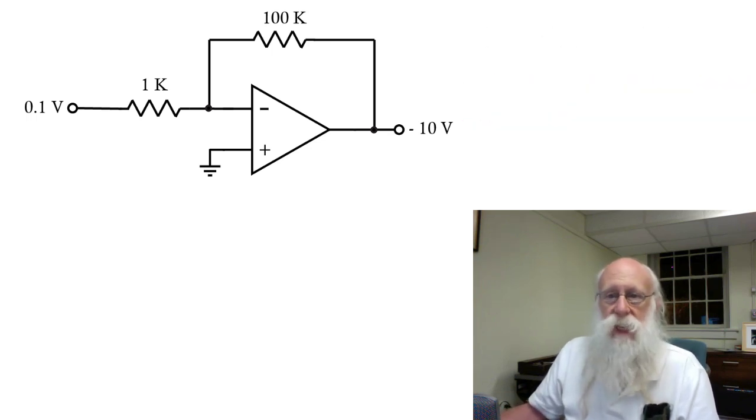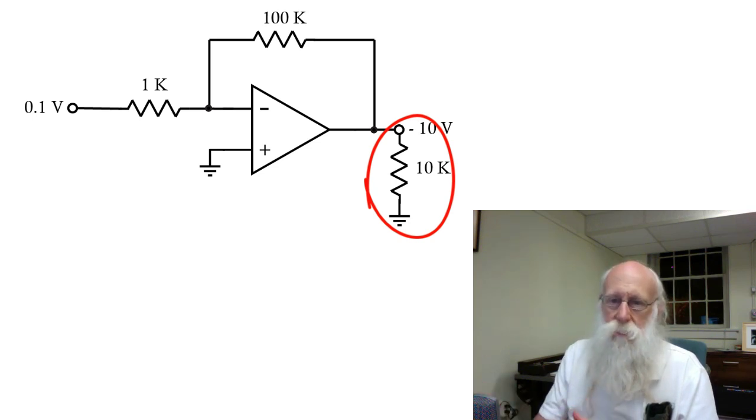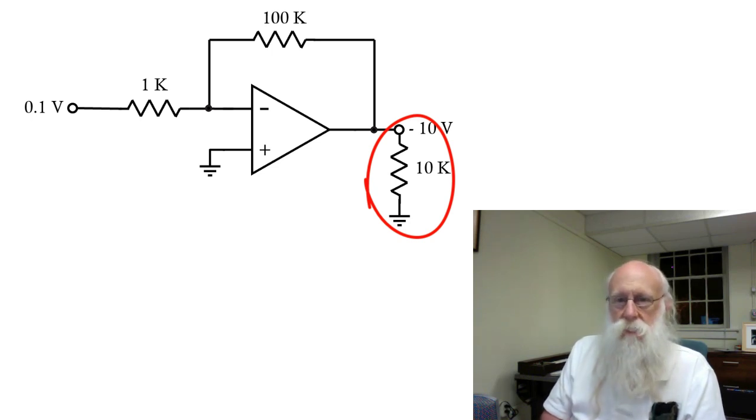Now, let's add a load resistance to this. Here I have added a 10K load resistance. Now that would typically represent the Thevenin equivalent resistance of whatever the actual load was, and that's connected to ground.